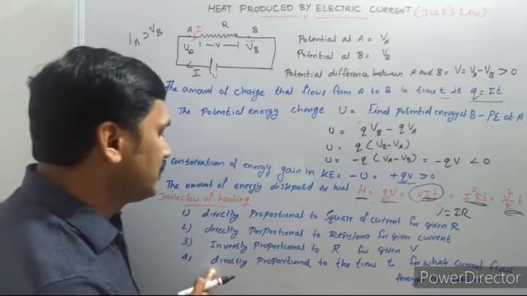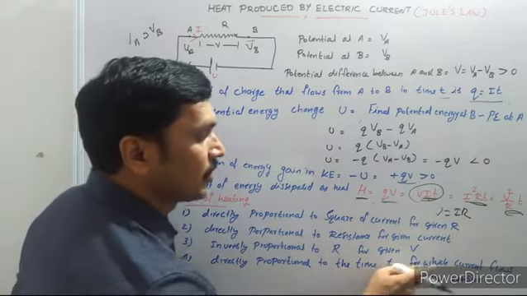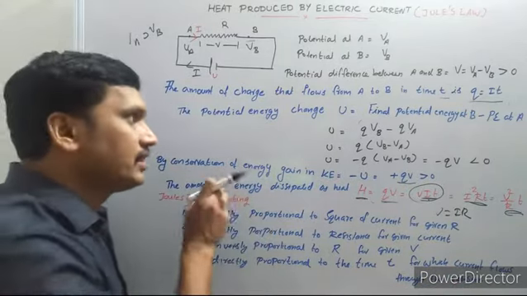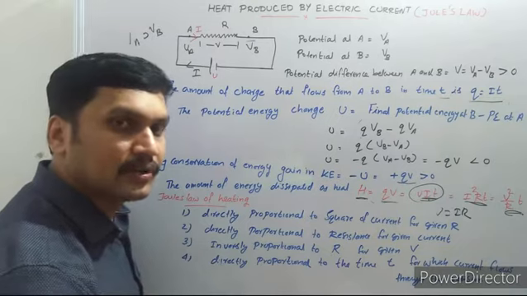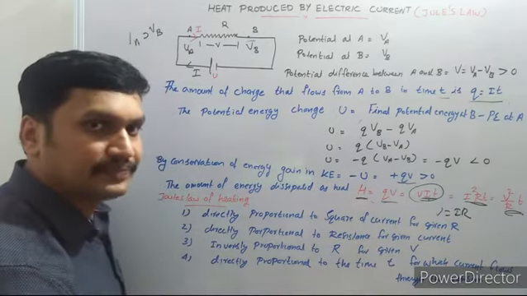And the heat energy is directly proportional to the time t for which the current flows through the resistance. When the time increases, heat energy produced in the circuit also increases. That's known as Joule's law of heating.